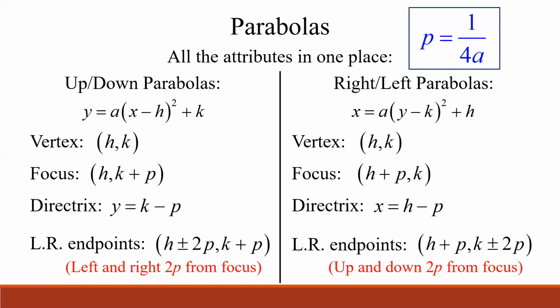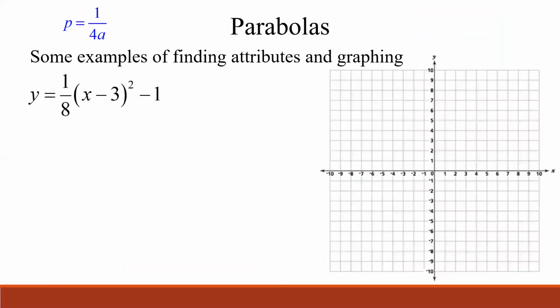Hopefully you've got those written down to refer to, because I'm not going to have these formulas out when I do the examples. Let's jump in and do one. Here's my first equation, y equals 1/8 times (x minus 3) squared minus 1. I've got a grid over here. You may not have graph paper in front of you, and that's okay. Just draw an x-y axis with normal lines, 1, 2, 3 on the x-axis and y-axis. All we're looking for is a sketch.